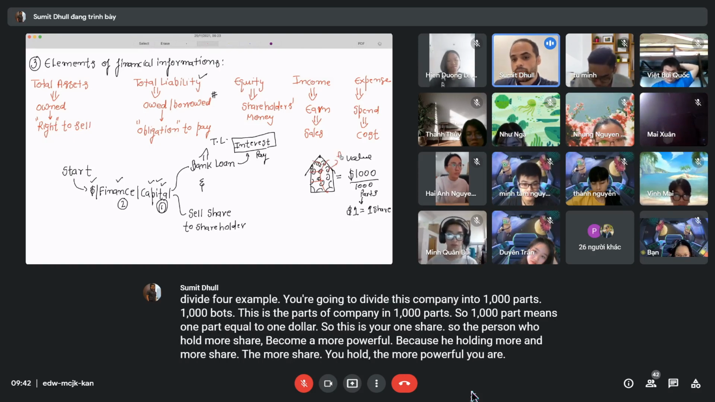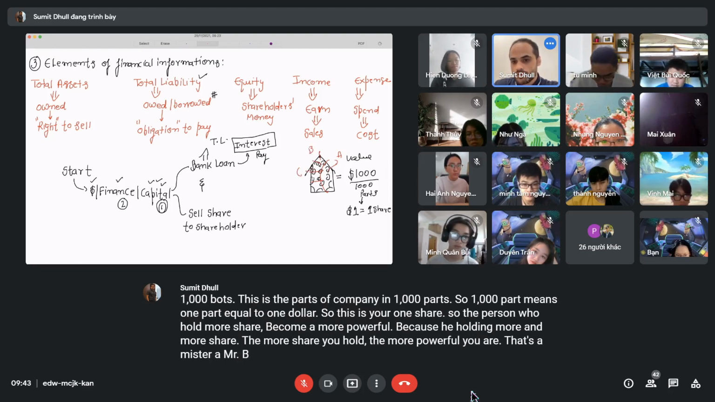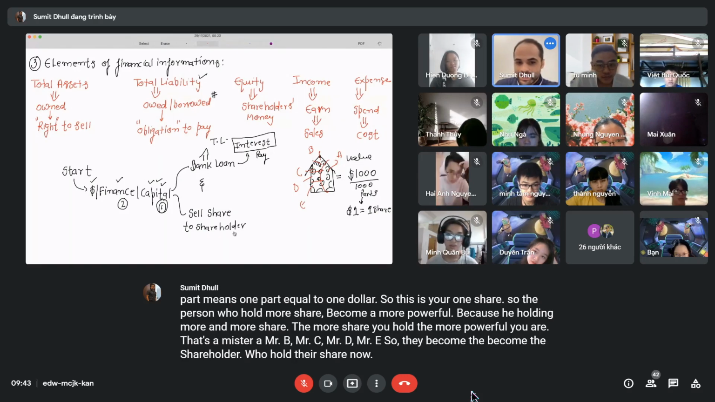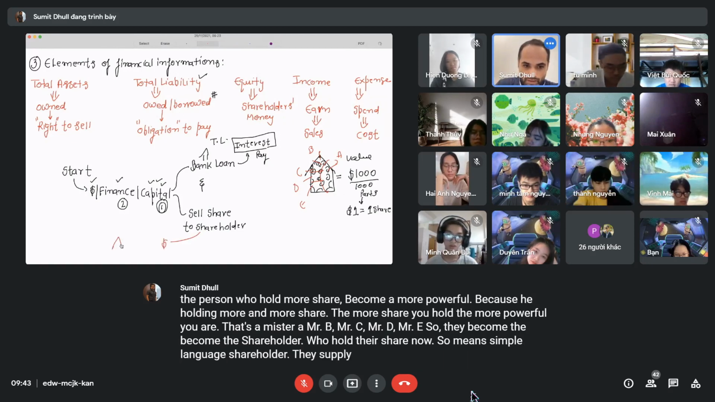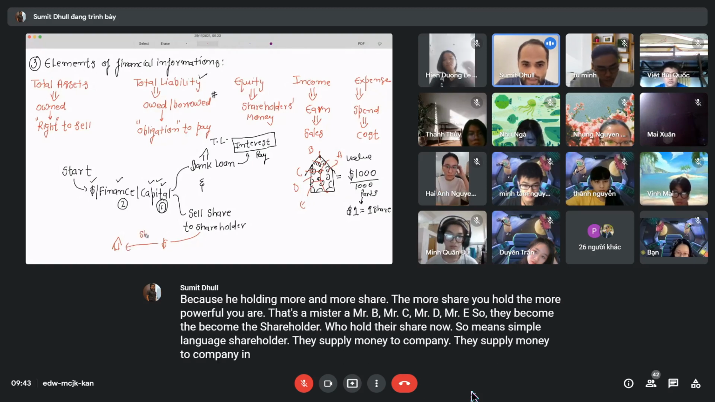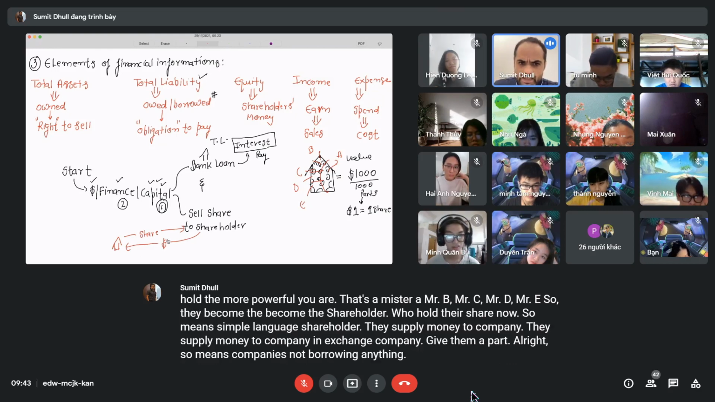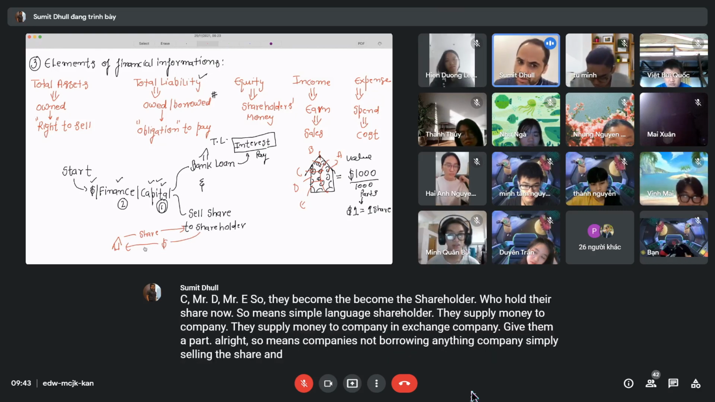Let's say Mr. A, Mr. B, Mr. C, Mr. D, Mr. E. So they become the shareholders, who hold the share. Now, in simple language, shareholders supply money to company. They supply money to company. In exchange, company gives them a part. So company is not borrowing anything. Company is simply selling the share, and in exchange, shareholders are supplying money.